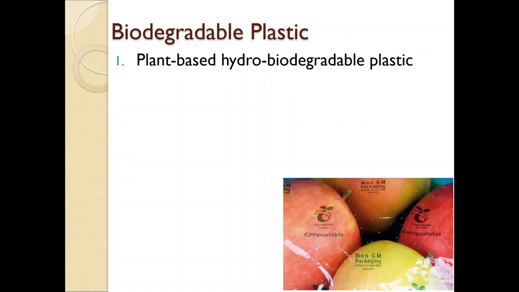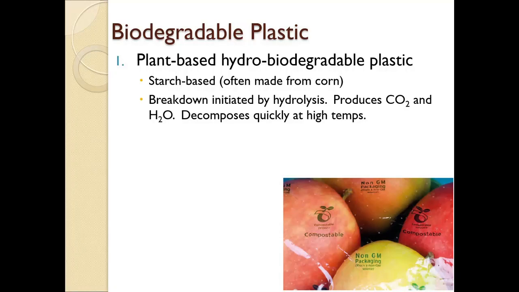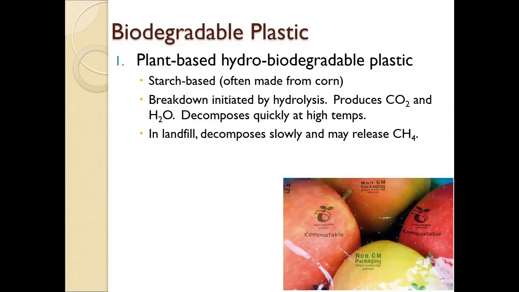So let's look at these plant-based hydro-biodegradable plastics first. These are usually starch-based, often made from corn. And the breakdown is initiated by hydrolysis. Okay, and these hydrolysis reactions produce carbon dioxide and water, and these decompose quickly at high temperatures. In a landfill, these may decompose more slowly and may release methane. Both carbon dioxide and methane are greenhouse gases.